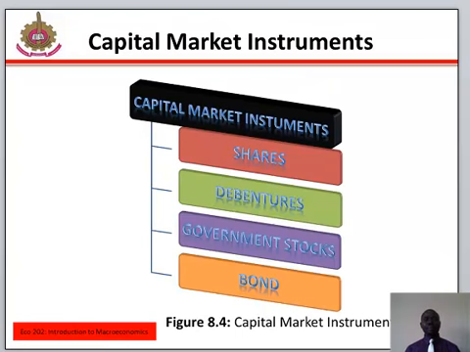Capital market instruments. Capital market instruments comprise long-term securities traded in the capital market. These instruments include the following. As you can see on the slide, the diagram tells us the capital market instruments. We have just 4 capital market instruments, which are share, debenture, government stock, and bonds. Let's talk briefly about them one after the other.